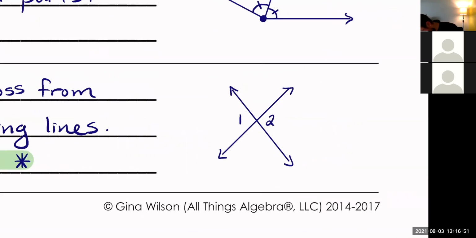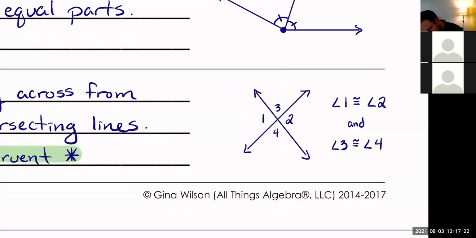Therefore, off to the right, I can say angle 1 is congruent to angle 2. And I actually get a second pair from the top angle and the bottom angle. Those are also considered to be vertical angles because they are opposite each other, created from two intersecting lines. So I could say that angle 3 is congruent with angle 4.